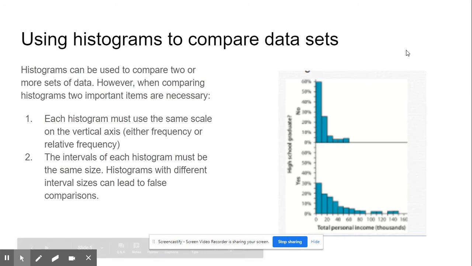Finally, histograms can be used to compare two or more sets of data, but two points are important if you're going to use histograms to compare data. First, each histogram has to have the same scale on the vertical axis, either frequency or relative frequency. And second, the intervals of each histogram must be the same size. Histograms with different interval sizes can lead to false comparisons.